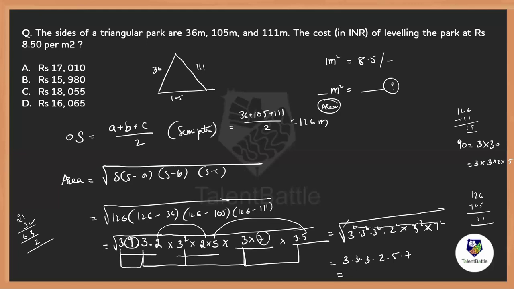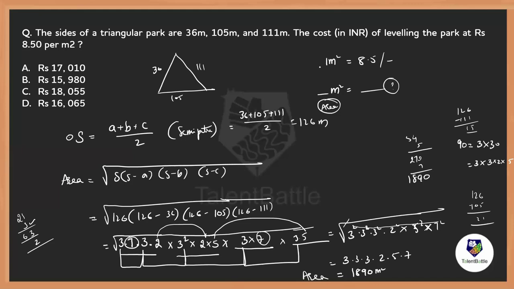So that will give me 3 cube, which is 27. 27 twos are 54. 54 fives gives me 250 plus 20, 270. 270 into 7 is going to give me 1890. So this is 1890 meter square. Right, everybody? So the total area of the entire triangle is 1890 meter square.